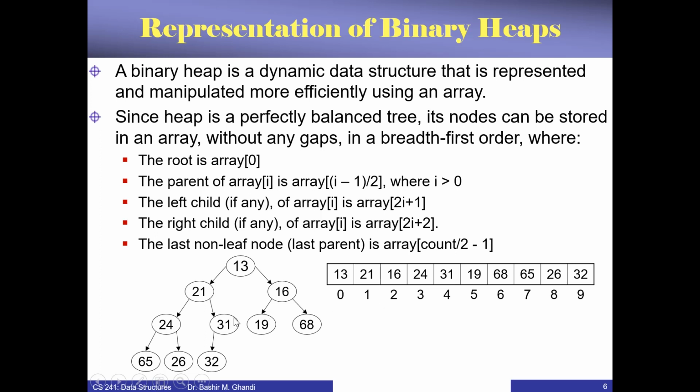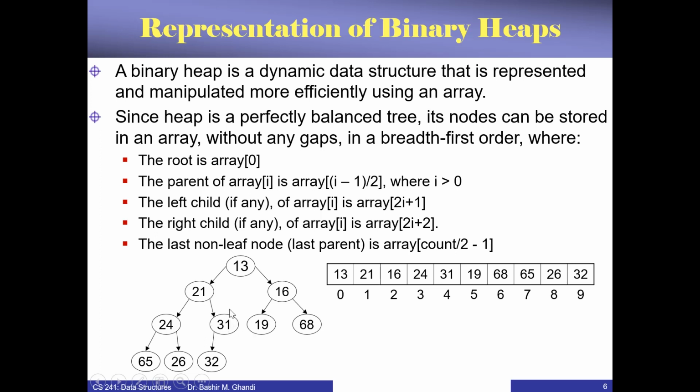So the one at index 4, which is 31, is the last parent. Is that correct? You can see here, 13 is a parent because it has children. 21 also is a parent. 16 is a parent. 24 is a parent. 31 is a parent, but 19 is not a parent, it's a leaf node. Therefore, 31 is actually the last parent. After that, the rest will be leaf nodes. That's the idea of the last parent.